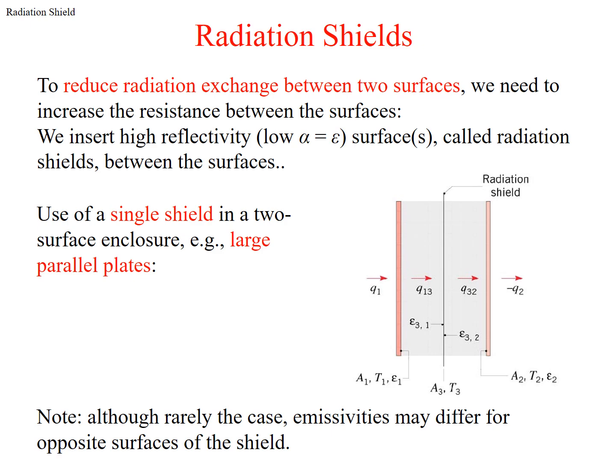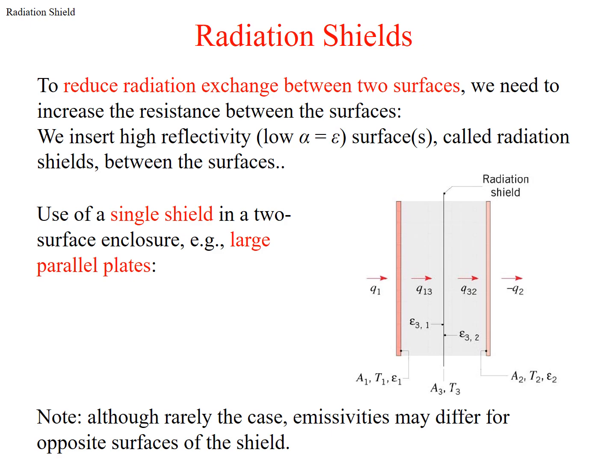Here we want to talk about radiation shields. Sometimes it is our purpose to reduce the radiation exchange between two surfaces. It is the same way that sometimes you want to put insulation in the walls of, let's say, a building to avoid conduction heat transfer through the walls, so that in the winter or in the summer the temperature of the room is maintained and you don't lose as much heat to the outside in the winter, or you don't gain as much heat from the outside in the summer.